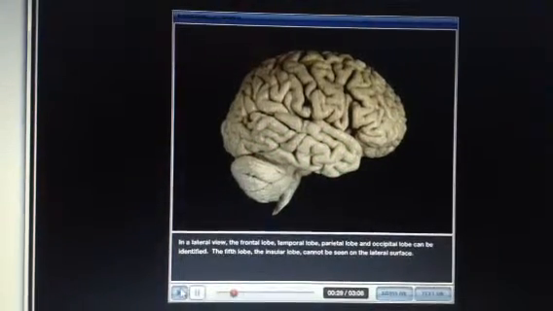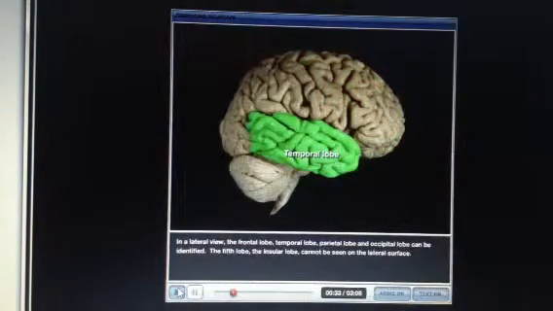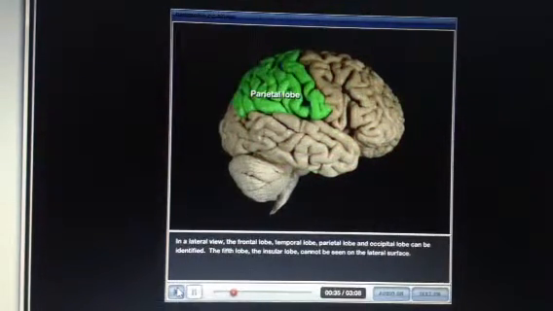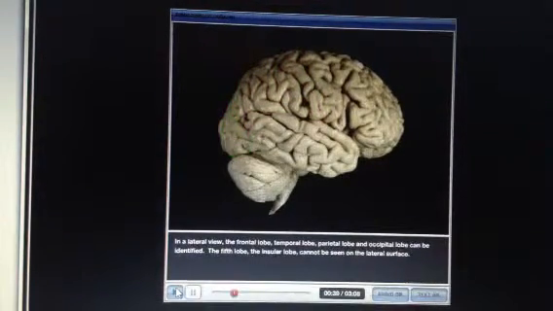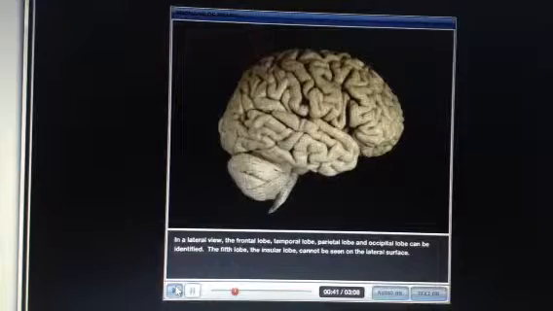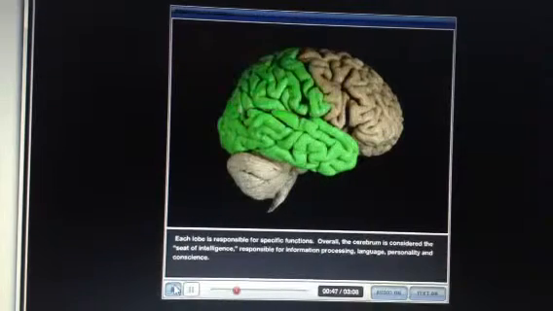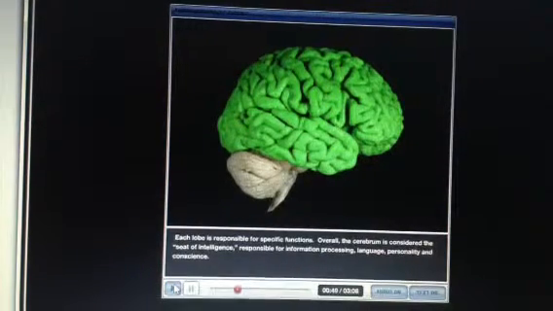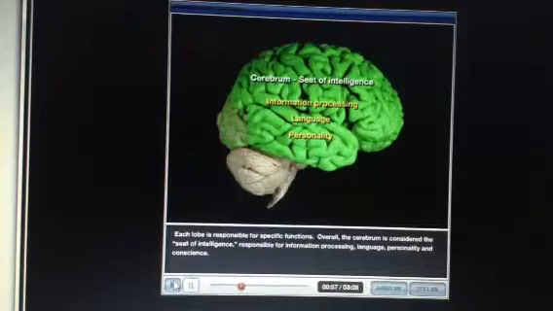In a lateral view, the frontal lobe, temporal lobe, parietal lobe, and occipital lobe can be identified. The 5th lobe, the insular lobe, cannot be seen on the lateral surface. Each lobe is responsible for specific functions. Overall, the cerebrum is considered the seat of intelligence, responsible for information processing, language, personality, and conscience.